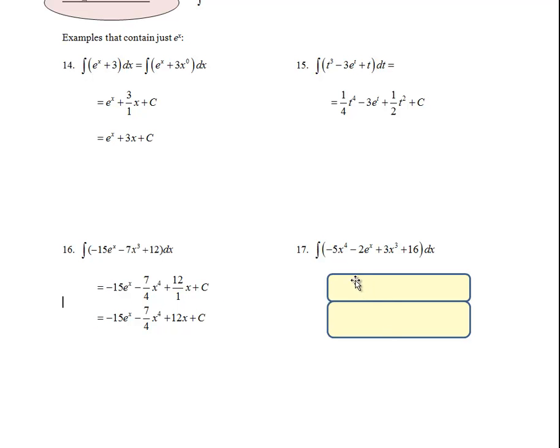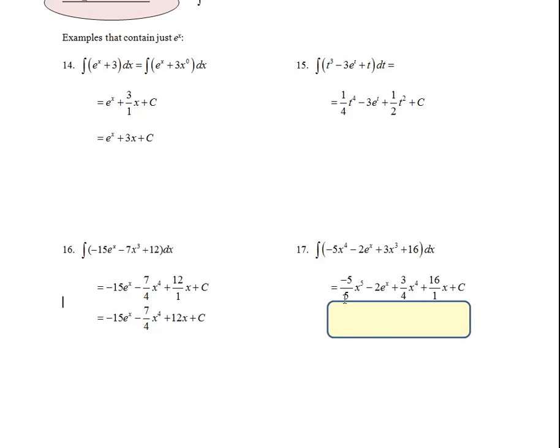This one, I'd have a negative 5 over 5 x to the 5th. There's my e, so negative 2 e to the x plus, let's see, that'd be 3 over 4 x to the 4th plus 16 over 1 x to the 1st plus c.